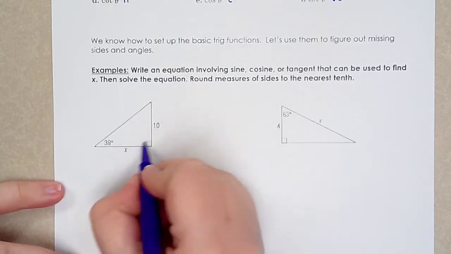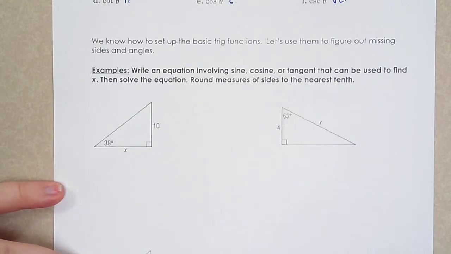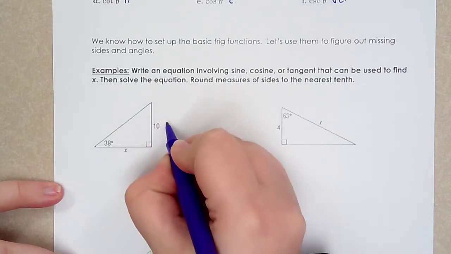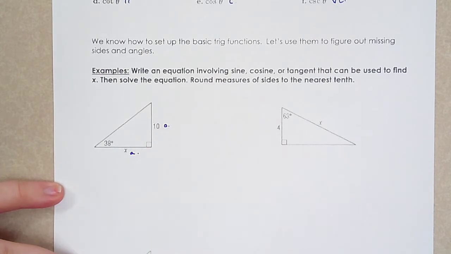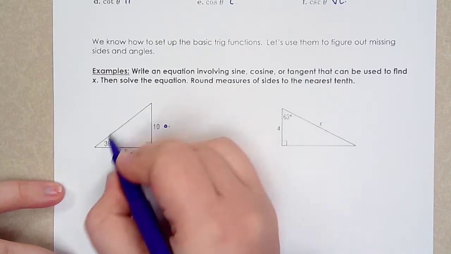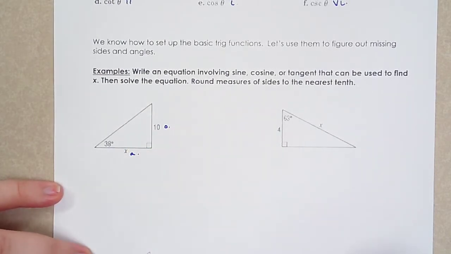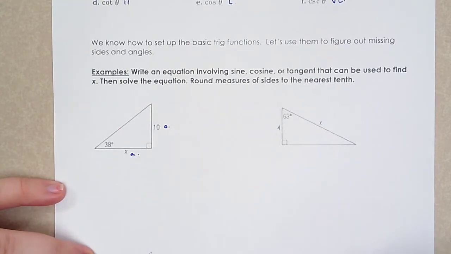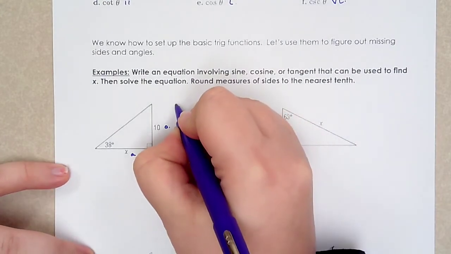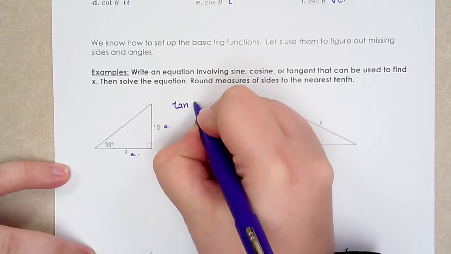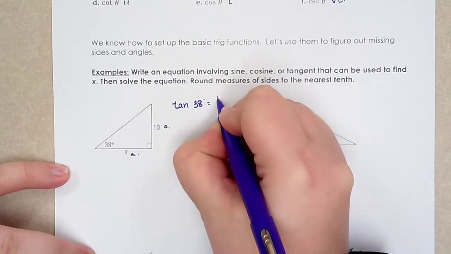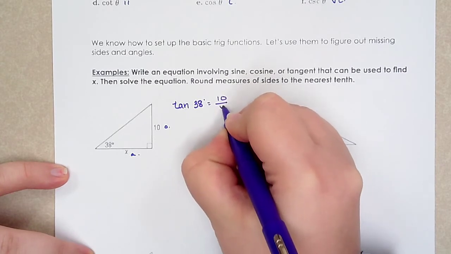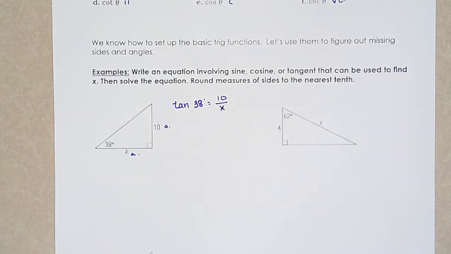I notice in this triangle, I'm given 2 sides and an angle. Specifically, I'm given the opposite side and the adjacent side. So this would be a ratio that would use tangent. However, I'm not working with theta this time, I'm working with 38 degrees. So I would say that the tangent of 38 degrees is equal to the opposite over the adjacent, which is x. Now that I have this, I can go ahead and solve.